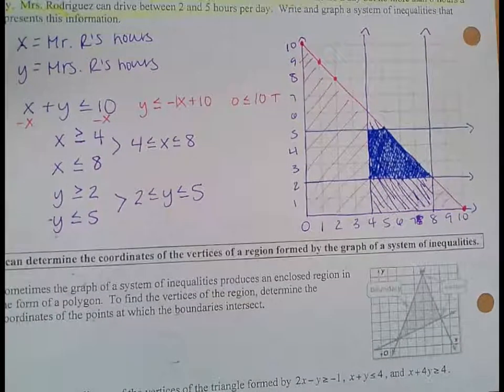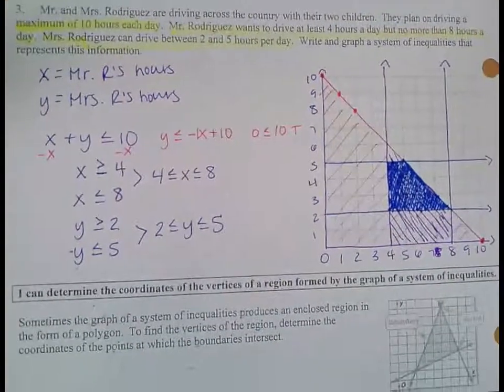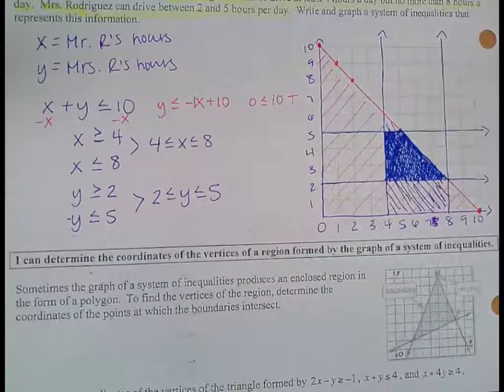So can somebody give me, we said x and y were the number of hours for each person that they could drive to fit the system. Can somebody give me a number of hours they could both drive that would work? So how many hours could Mr. Rodriguez drive and Mrs. Rodriguez drive and know that it would fit the system of inequalities? 4 and 5. So Mr. drives 4, Mrs. drives 5. Oh yeah, either way. So how do you know that would work?